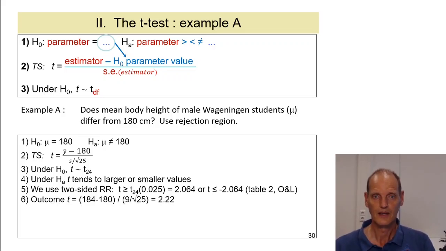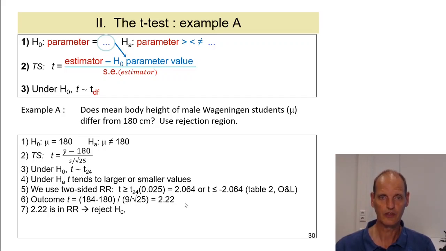Then, the outcome of the test statistic. Yeah, we can now use the data. Well, y bar was 184, so we get 184 minus 180. The standard deviation of y was 9. The 25 was already given. Well, and if we do the calculation, it's 4 divided by 9 divided by 5. 4 divided by 1.8 is 2.22.